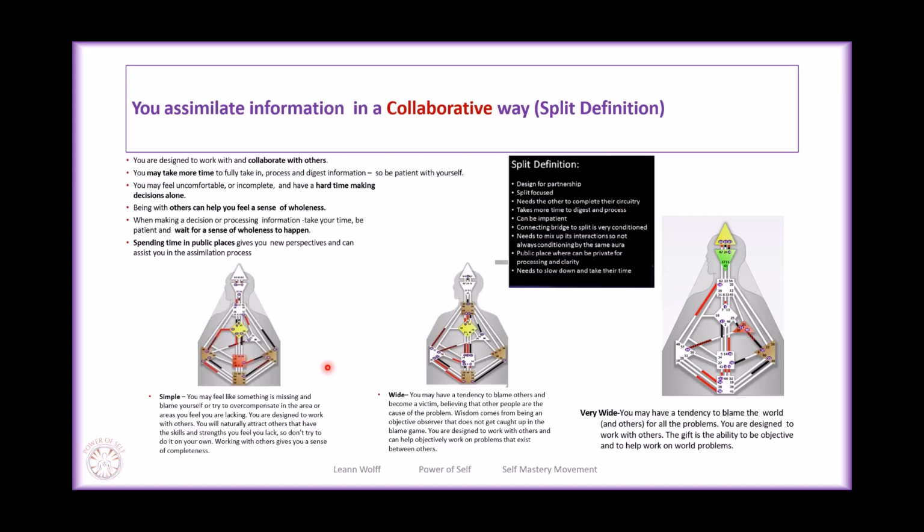Okay, and then we have our wide split. So you may have a tendency to blame others and to become a victim, believing that the other people are the cause of the problem. Wisdom comes from being an objective observer that does not get caught up in the blame game. You are designed to work with others, and you can help objectively work on the problem that exists between others.